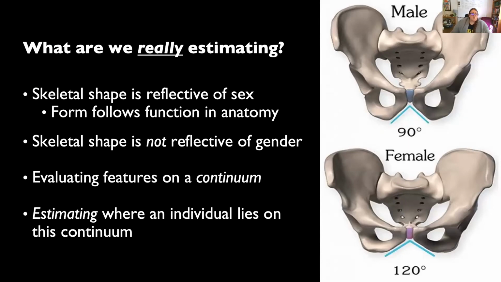So when using the skeleton to estimate sex, what are we really looking at? Shape of bone generally follows the way in which it is used or its function. However, the shape is not a reflection of gender, since as discussed, gender is not biological. In forensic anthropology, the shape of bony features are evaluated based on a continuous spectrum or range of variation, and then estimating where a particular individual lies along that continuum.